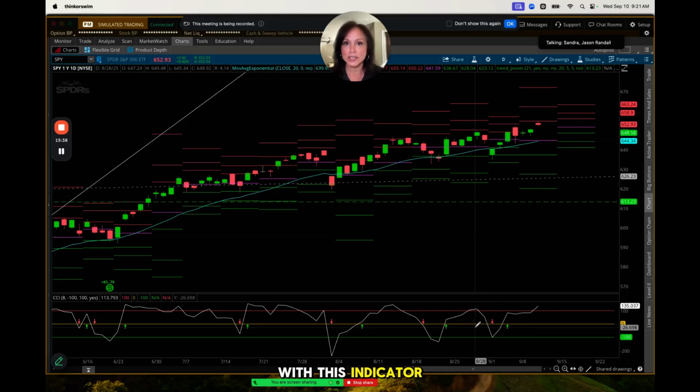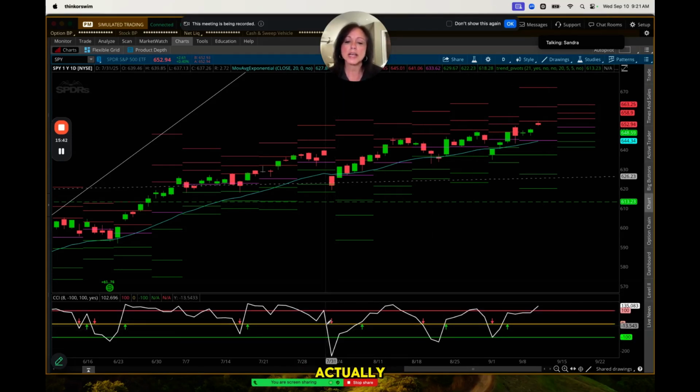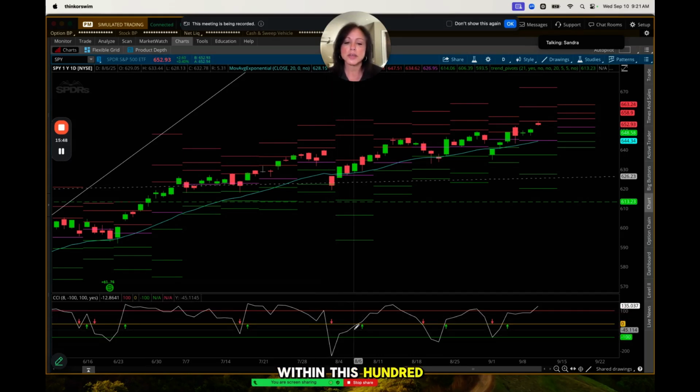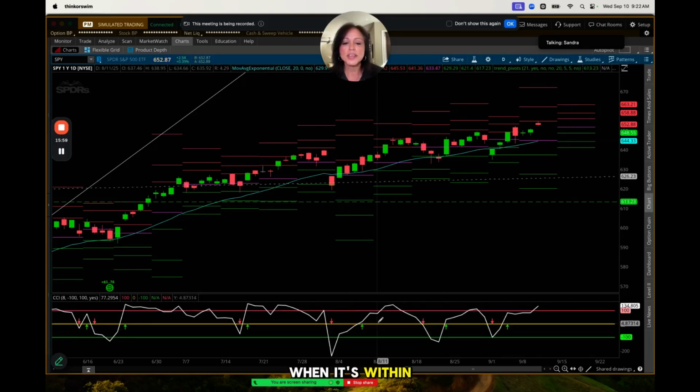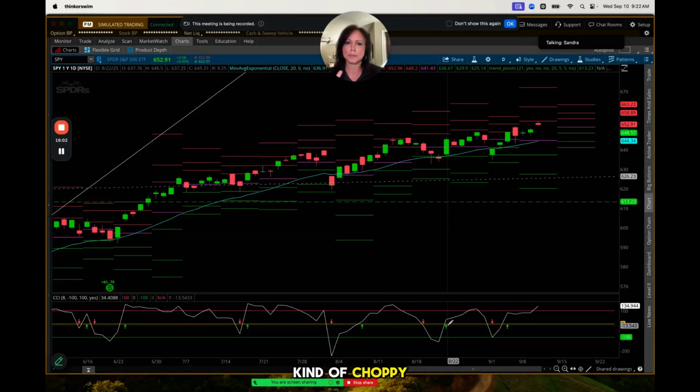Oftentimes, by the way, with this indicator, I like to explain that when the CCI line is within this 100 range, so it's in this pocket here and in this pocket here, and you'll see that there's 100 here and a minus 100 here. When it's within this range, we're choppy. We don't have a lot of oomph. When we bypass it, we get a lot of oomph.